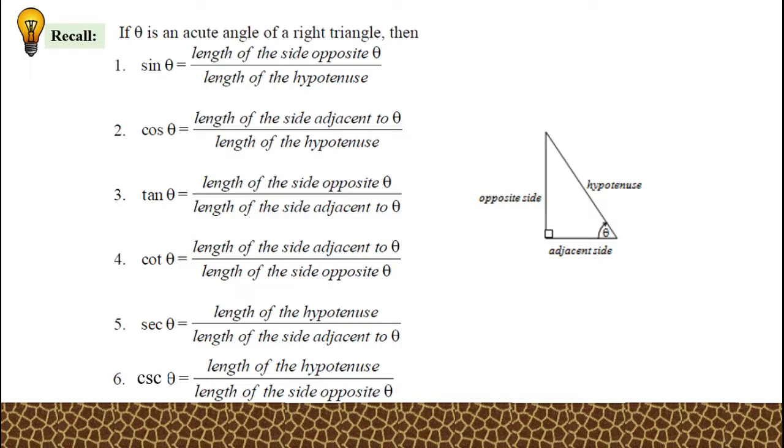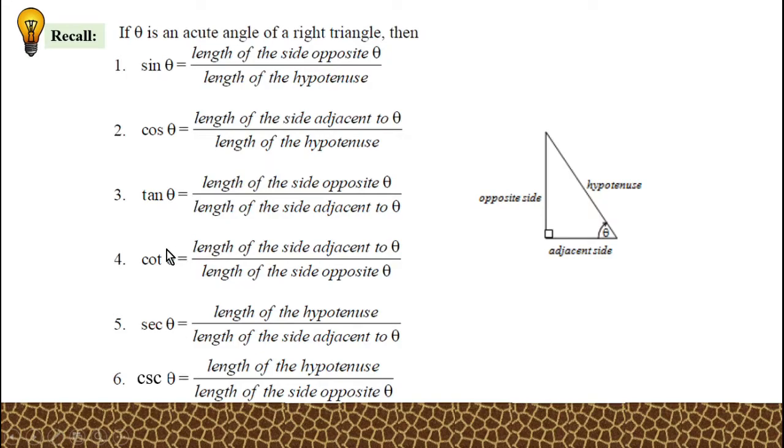If theta is an acute angle of a right triangle, then we have sine theta is equal to the length of the opposite side over the length of the hypotenuse. Second, we have cosine theta equals the length of the side adjacent over the length of the hypotenuse. Third, we have tangent theta equals the length of the opposite side over the length of the adjacent side.